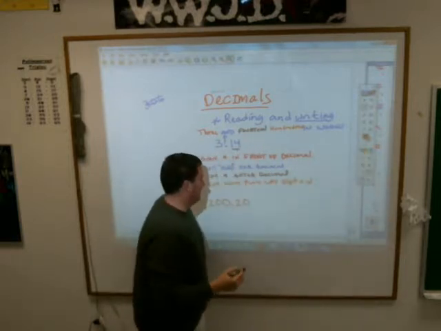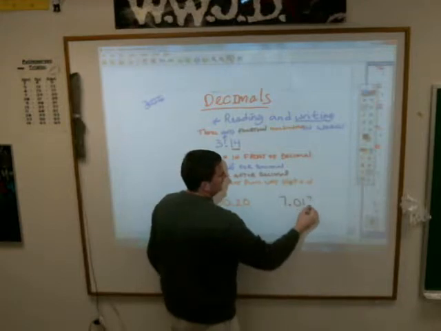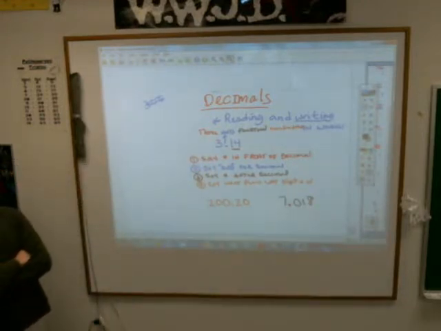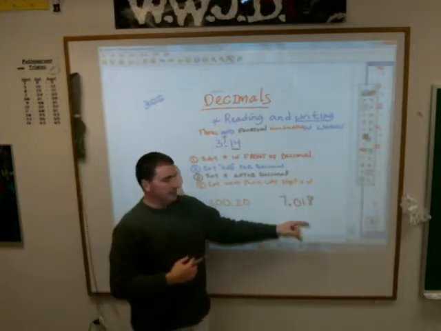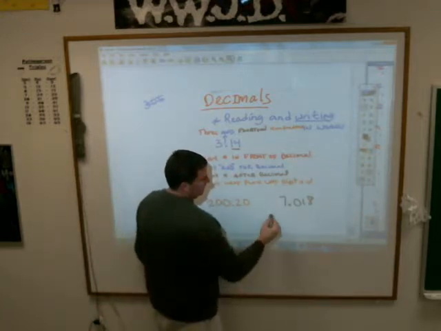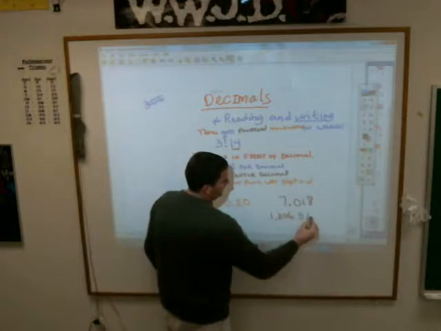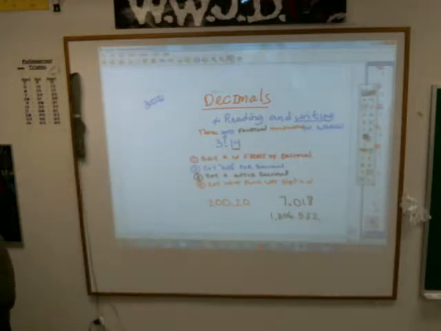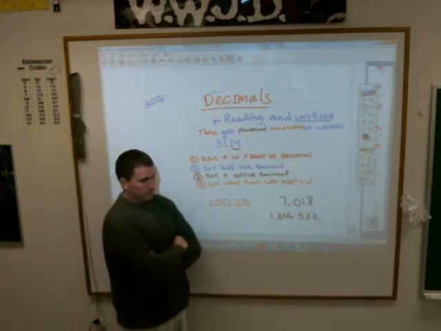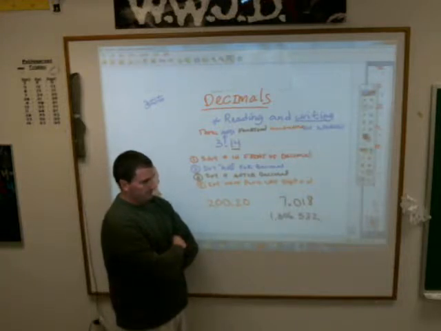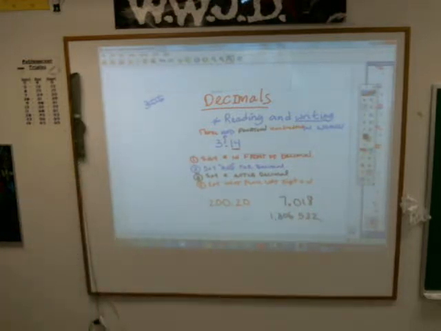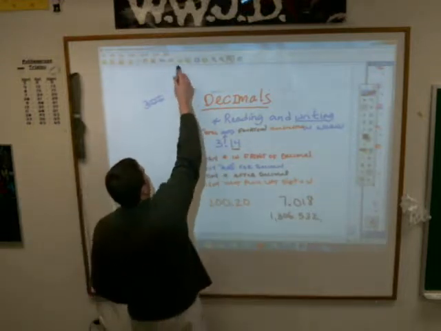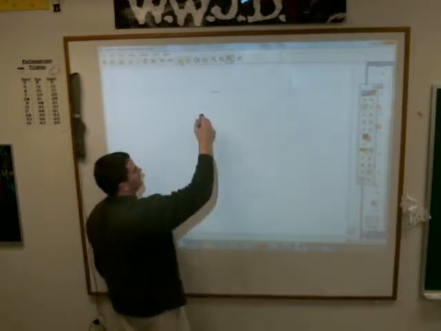How about this one? Let's go one more. How would you say that number? 7.018. Michael? 7 and 18 thousandths. Very good. How about that number there, 1,306.532? Gary? 1,306 and 532 thousandths. Very good. In addition to this though, you also have to be able to change words into decimals.